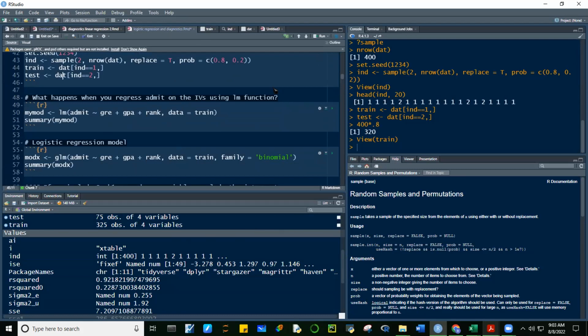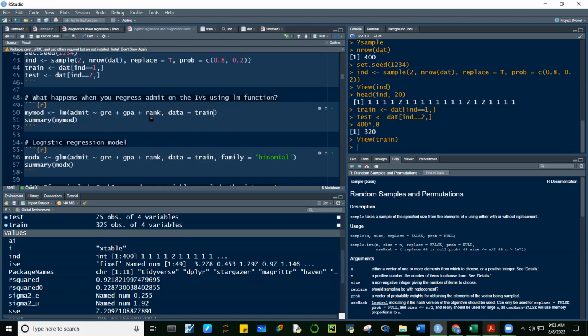So una, let's create this. Let's call it my model. You know this, right? LM. Tingnan muna natin to, no? LM, okay? What happens when you regress admit on the independent variables using the LM function? Let's take a look at this. Admit yung dependent variable natin, and then our regressors are GRE, GPA, and rank. And then take note, we're going to use the train data set.